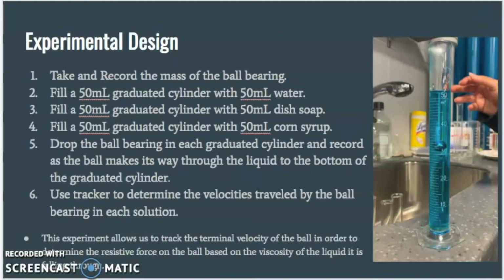For the experimental design of this lab, we first had to take and record the mass of the ball bearing. Then we filled three 50-milliliter graduated cylinders with 50 milliliters of water, dish soap, and corn syrup. Then we dropped the ball bearing in each graduated cylinder and recorded as the ball made its way through the liquid to the bottom of the graduated cylinder.